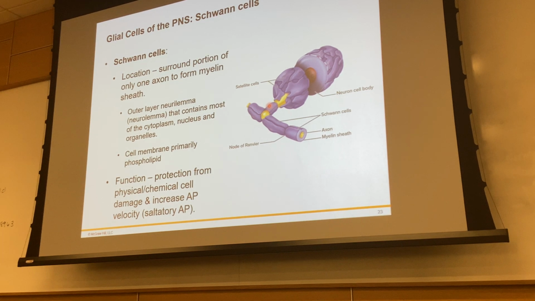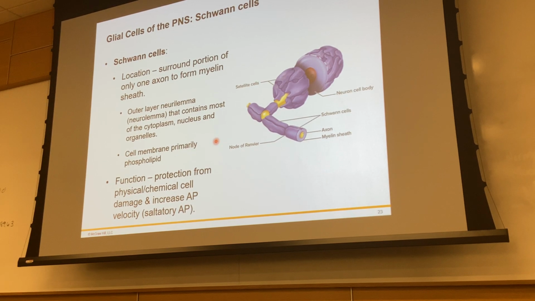These Schwann cells only cover a very small portion of the axon. These axons can be very, very long. The outer layer, the neurolemma, the way I've seen it spelled, this book spells it with an I. I've also seen it spelled with an O. The neurolemma is the area of the Schwann cell that's wrapping the axon.